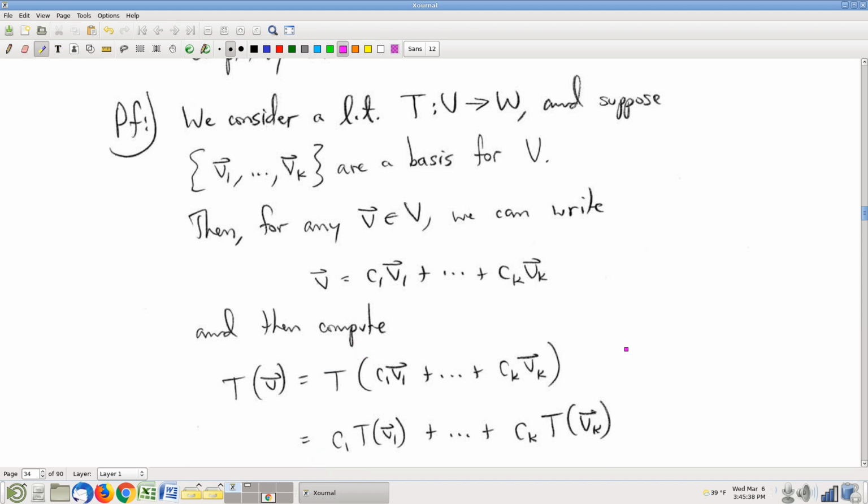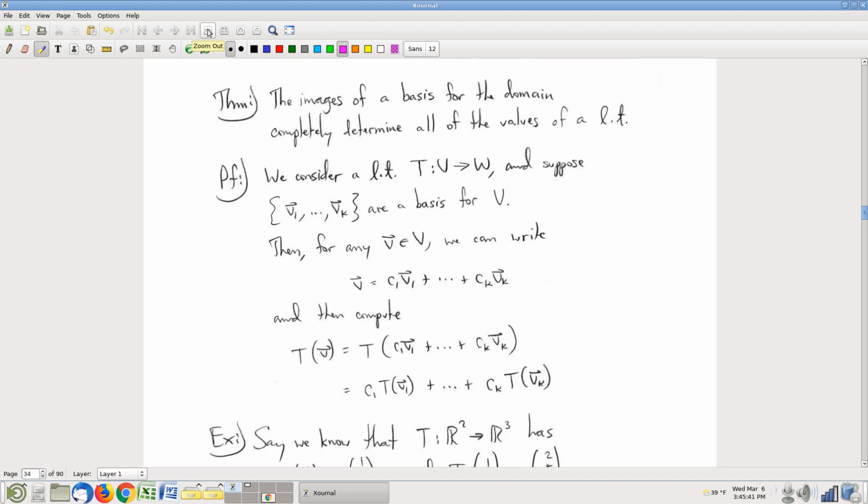So here's the thing. I was given that I know the images of the basis vectors, T of V1 through T of Vk. I know all those by assumption. Also, these coordinates, C1 through Ck, I know I can always find. So if you want to compute T of V, write it as a linear combination of the basis vectors, identify those coordinates, plug into this formula, and that's T of V. How are we doing? Everybody on board?